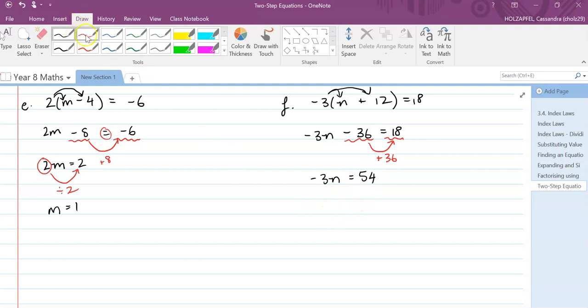Okay, the next thing we need to do is isolate n. So we're going to divide through by this number here, so dividing by -3. And 54 divided by -3 is going to be: 3 goes into 5 once, remainder 2. 3 goes into 24 8 times. And this is going to be -18. So that's how we free our family members.